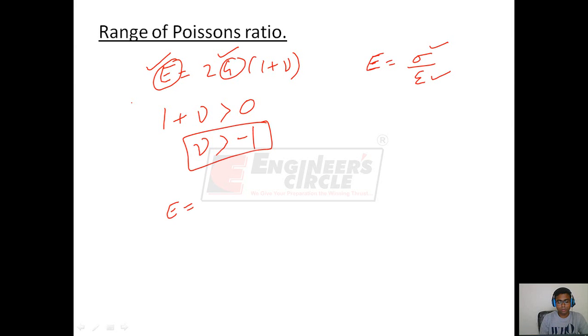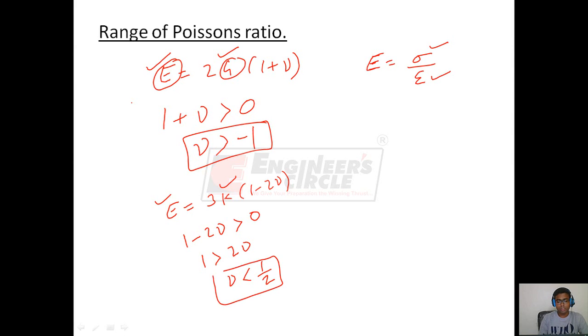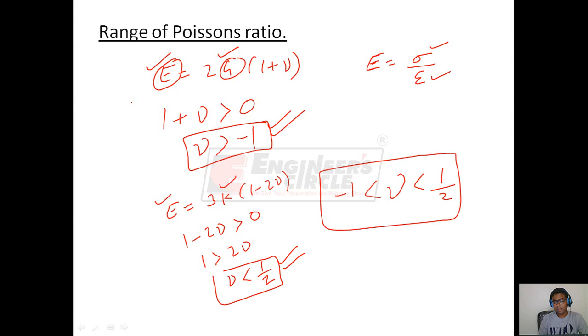We have also learned that E is equal to 3K into 1 minus 2 nu. Therefore, since E and K are positive, 1 minus 2 nu should always be greater than 0. Therefore, 1 should be greater than 2 nu, and nu should always be less than 1 by 2. So from these two equations, we get that nu lies between minus 1 to 1 by 2. This is a theoretical relationship. For metals, nu is always positive.